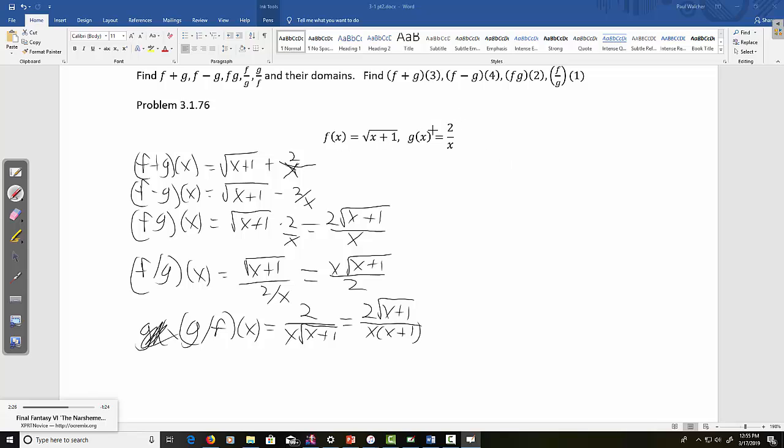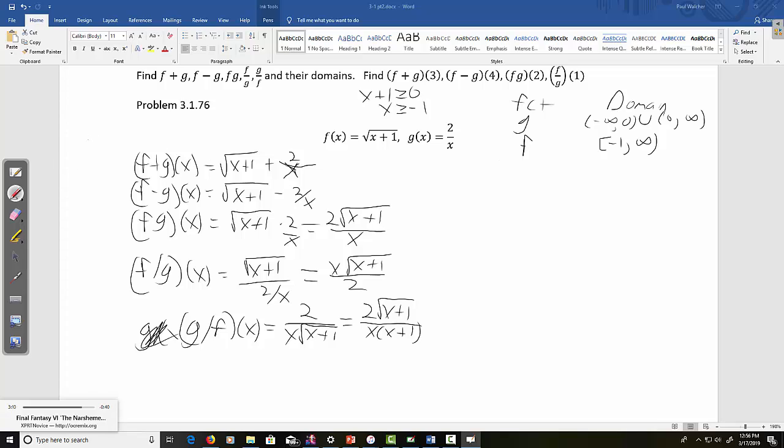All right, f and g. Let's talk about their domains. G is everything except 0, negative infinity to 0 union 0 to infinity. F is a little bit more complicated here. The inside needs to be greater than or equal to 0. So x is greater than or equal to negative 1. So it is just negative 1 to infinity.